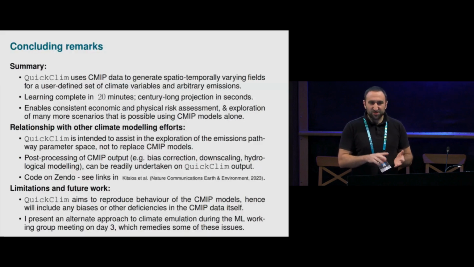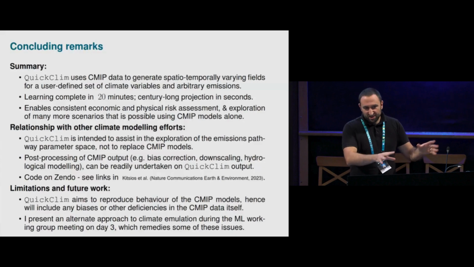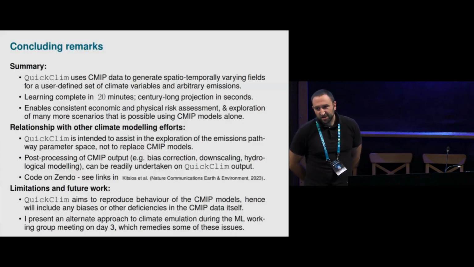In terms of the limitations, QuickClim aims to reproduce what CMIP models do, not what the climate does. So any model biases or deficiencies that are in the CMIP models are also in the QuickClim reconstruction of those models. I'll present an alternate approach tomorrow during our ML working group meeting on doing this from reanalysis, which is kind of a slightly different take on it. Thank you.